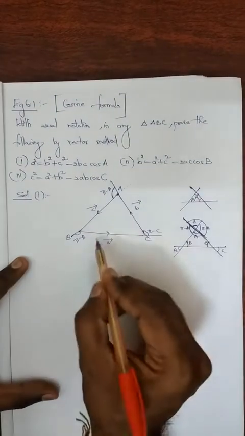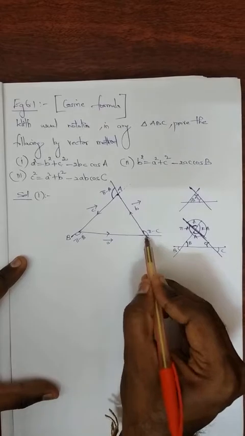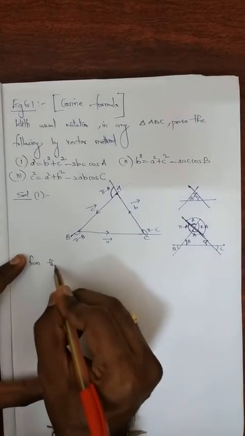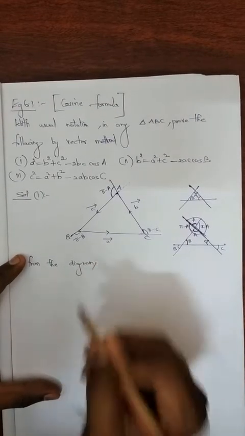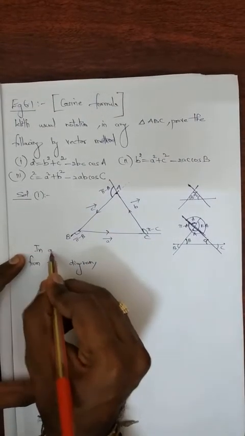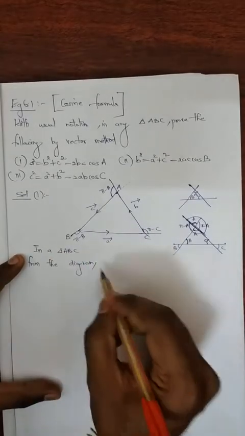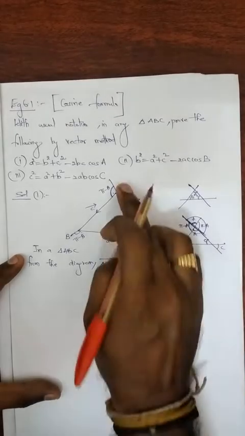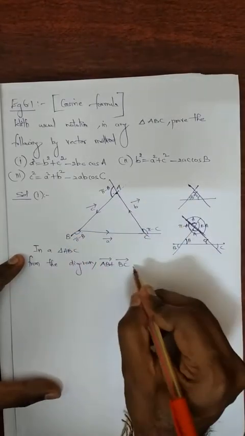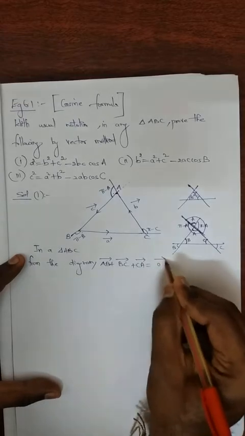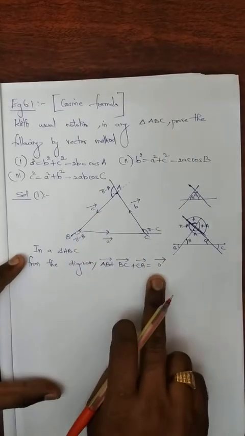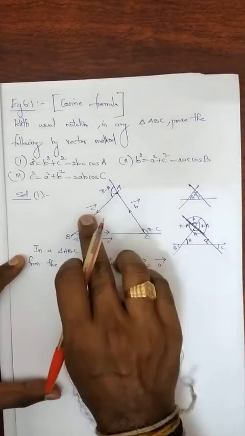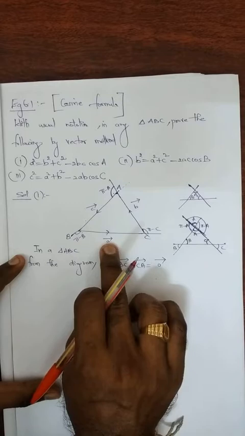After that, AB vector plus BC vector plus CA vector. This is a triangle of vectors. From the diagram, in a triangle ABC, you can write this also. AB vector plus BC vector plus CA vector is equal to the zero vector, because it has a direction. You should not write 0; it is called the zero vector. So what is AB vector? Nothing but C vector plus A vector plus B vector.